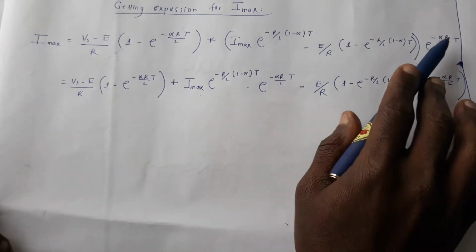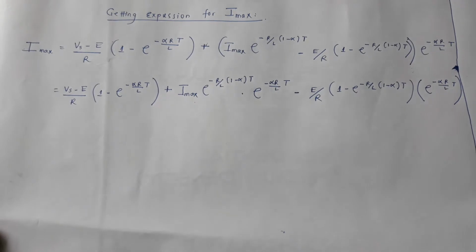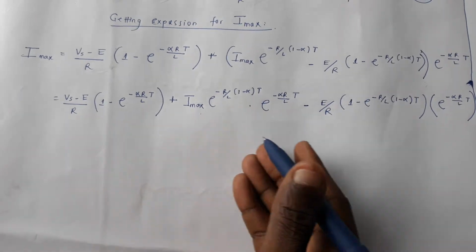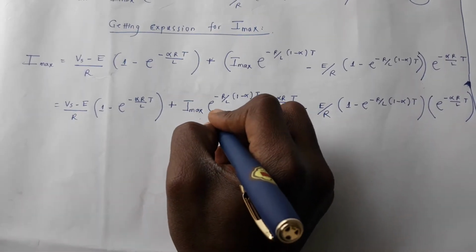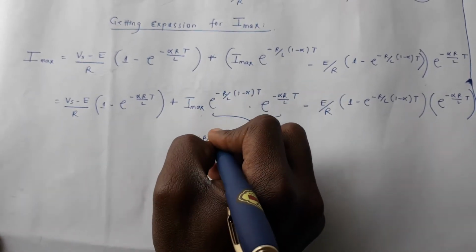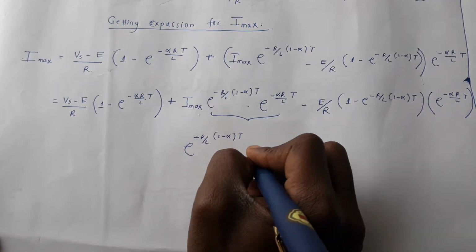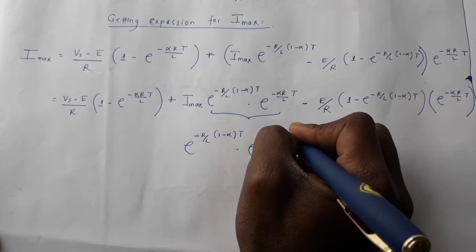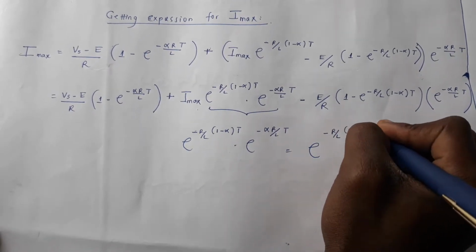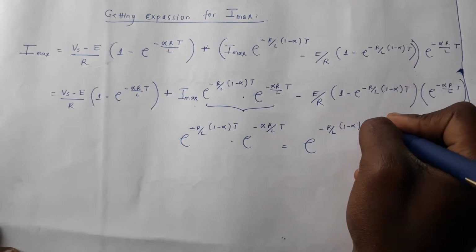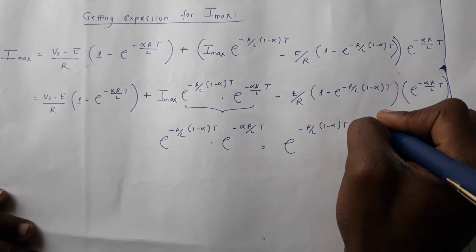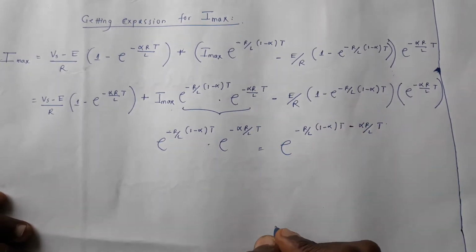Okay, so this is this term multiplied by this term and this term multiplied by this term. Now, we have to employ some laws of indices. In this case, this multiplication, let's see what it yields. Exponential minus R over L (1 minus alpha) T multiplied by exponential minus alpha R over L T is nothing but exponential minus R over L (1 minus alpha) T, minus alpha R over L T, okay.